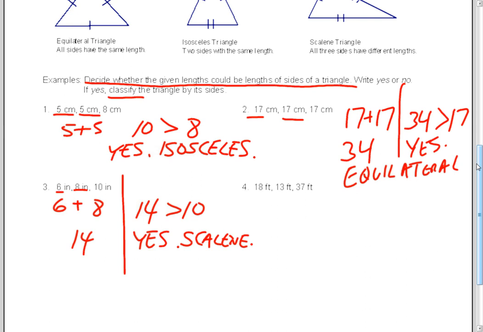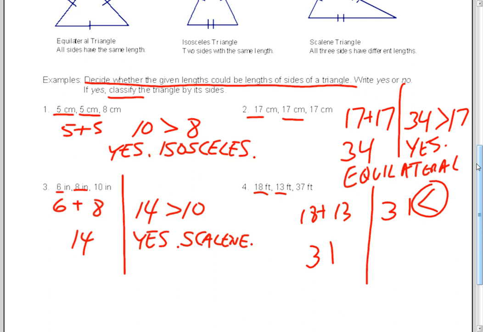How about number 4? We got 18 and 13. That's 31. Is 31 bigger than 37? No. Put a less than symbol, circle it, so we can tell that that's different. And that's it. If it's not a triangle, we wouldn't name it. It's not a triangle. And that's a situation like we had before. It doesn't quite reach.